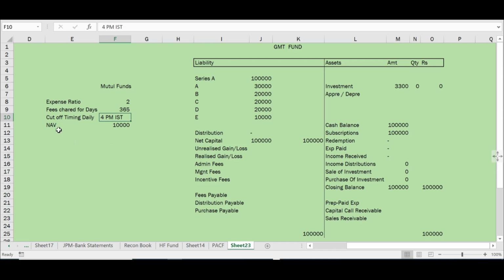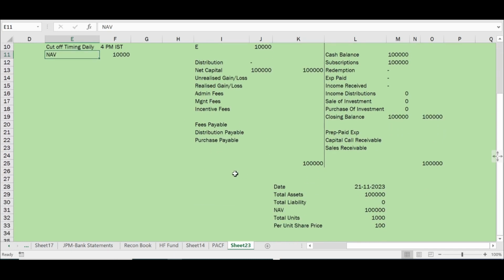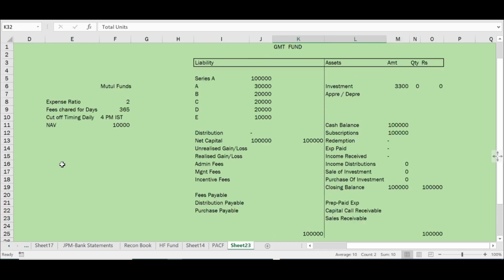Let's say the initial NAV, the current NAV of the fund, I'm assuming, is 10,000. So NAV per share is 10,000, which means total units we have is 10. Now let's see how the fund charges fees on a daily basis.